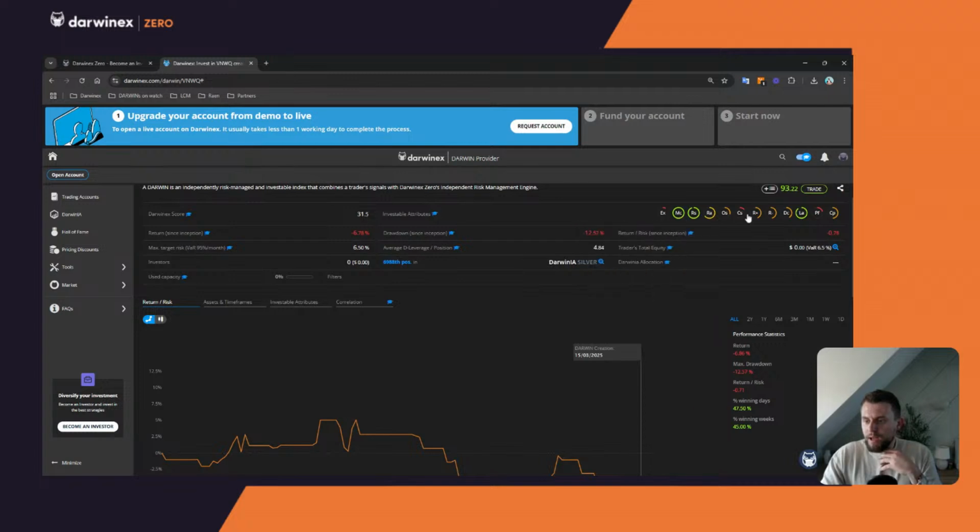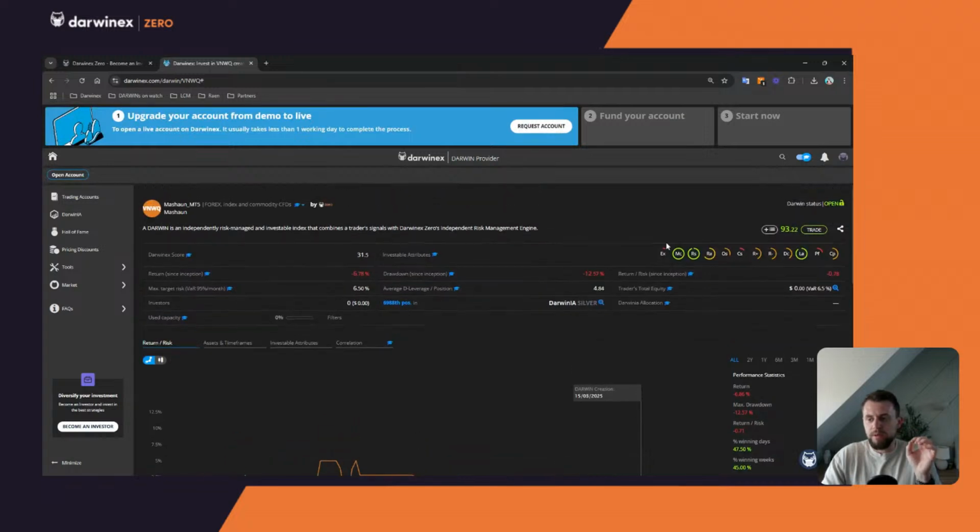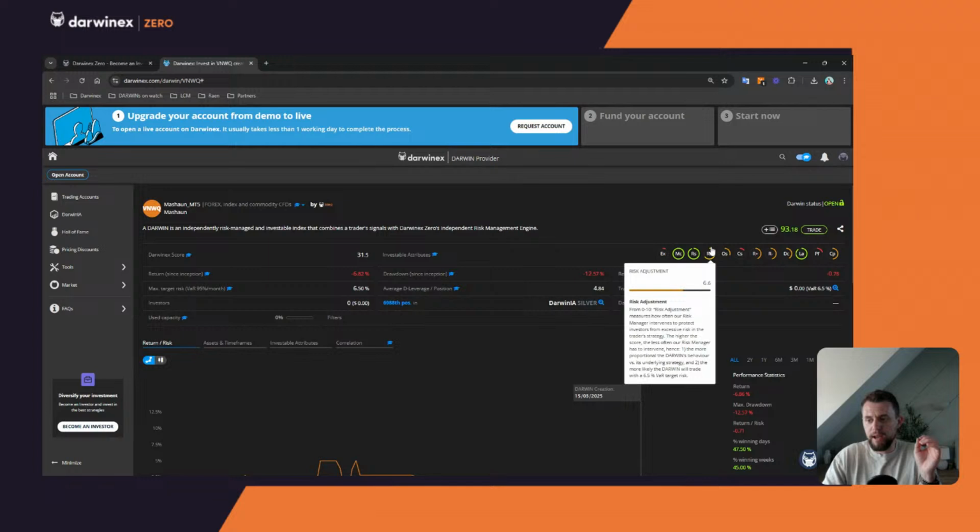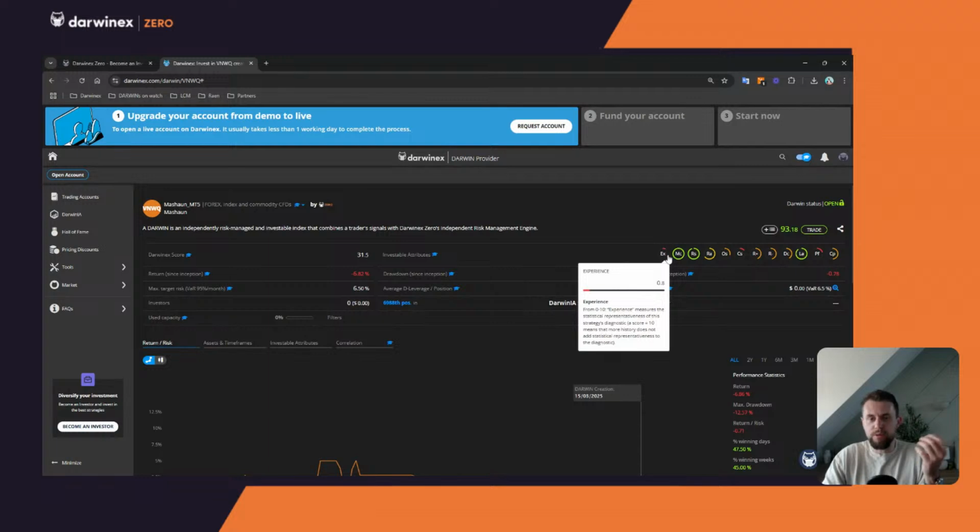So if we take a look over here, you can see we've got these little circles, which are our investable attributes. These measure different variables of your trading strategy and give them a score out of 10. And you see the lower scored ones are red, the higher scored ones are green, medium is yellow or amber, and the number corresponds to how full the circle is.